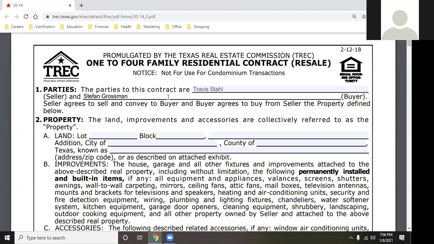So what happens here in this situation is Mr. Stahl doesn't know what's going on. We're just drafting a contract. So Mr. Grossman is going to write this contract in whose favor, Mr. Keith? Whose favor, if he's writing it, is he going to write this contract in? His. His, exactly. So he's going to write this contract in his favor, okay?